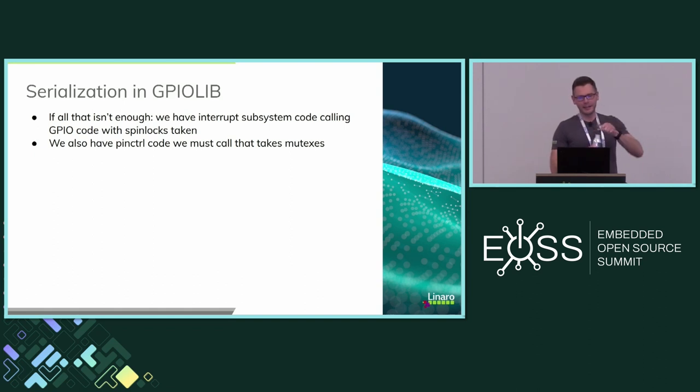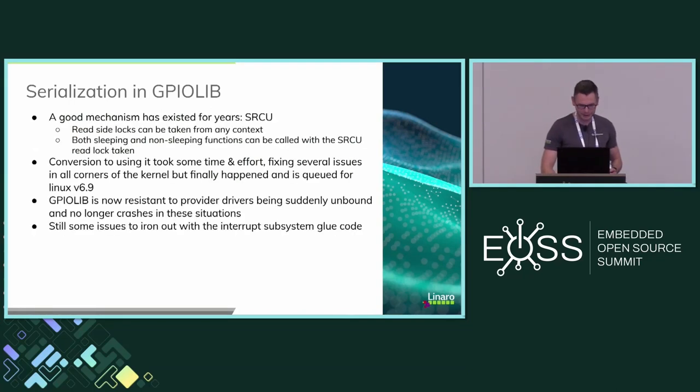And if that's not enough, because GPIOs are tightly coupled with pin control, and because GPIO controllers can also be interrupt controllers, we have glue layers to the interrupt subsystem. We have a glue layer to pin control. Pin control uses mutexes everywhere because it was not meant to be used from atomic context. On the other hand, the interrupt subsystem will call our GPIO callbacks with a spin lock taken, where the spin lock actually exists in the interrupt subsystem. So this was quite an issue.